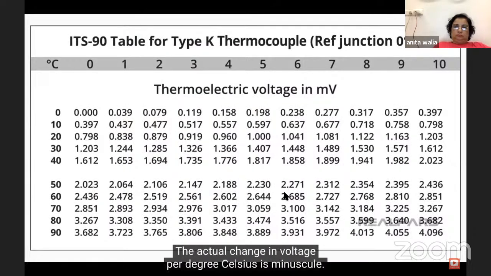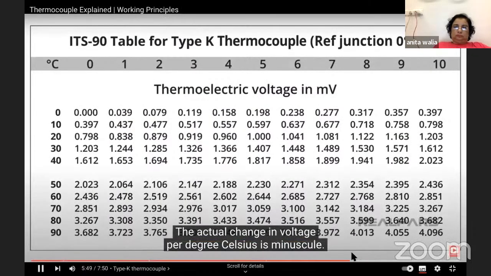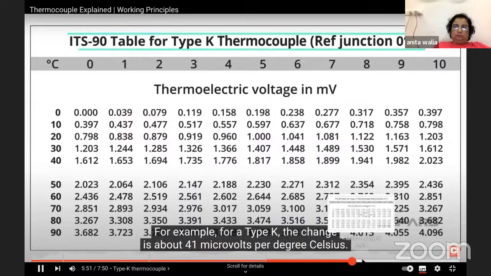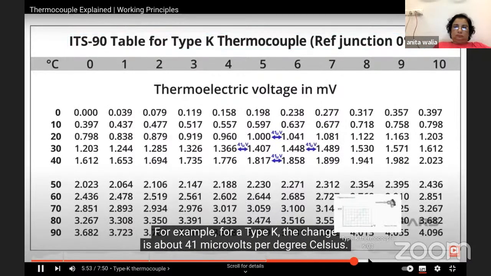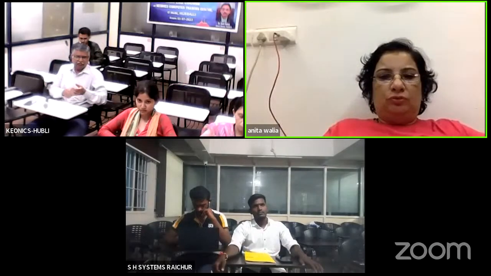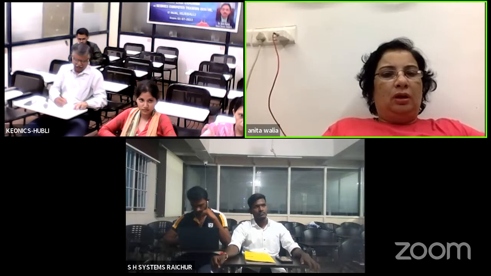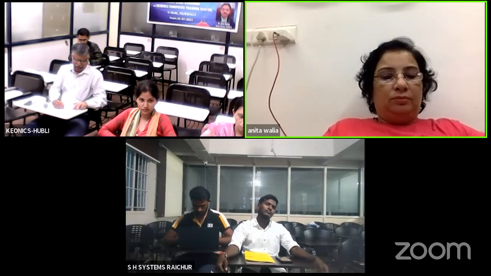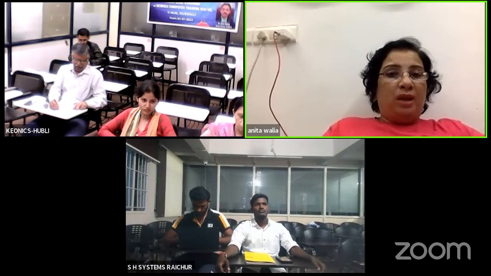The actual change in voltage per degree Celsius is minuscule. For example, for a type K, the change is about 41 microvolts per degree Celsius. Okay, stop here. You can just go to this real parts and check the videos from them. They have a lot of videos on various kinds of sensors and how to make the sensor also.